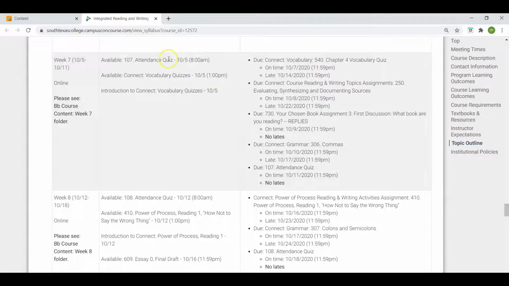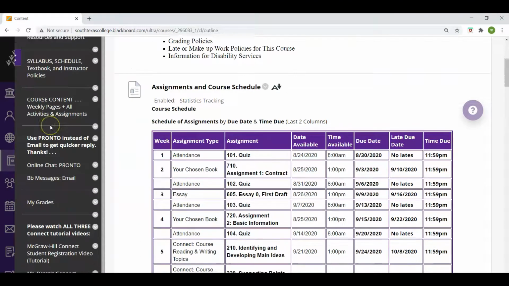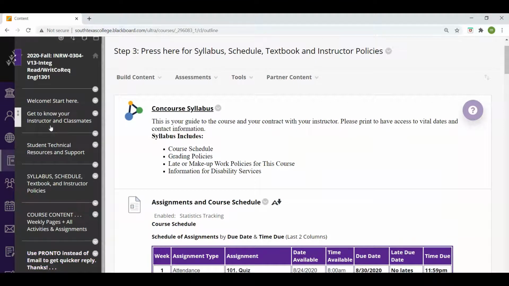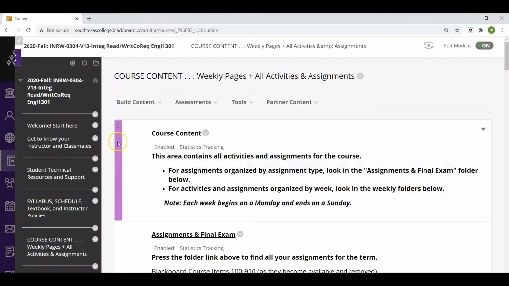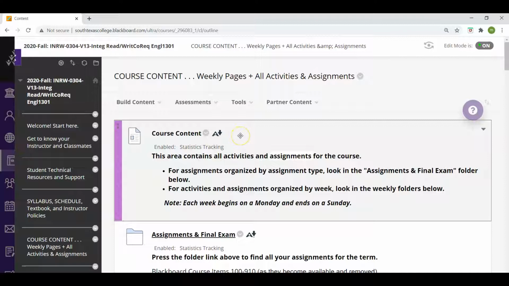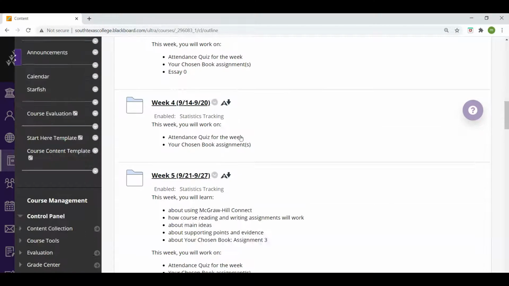All right. Okay, so that is the syllabus, and so now let's go into the week folder. Not that it's week, but it's for week 7. So course content, I'm clicking on that, and here on course content, we'll go into week 7.